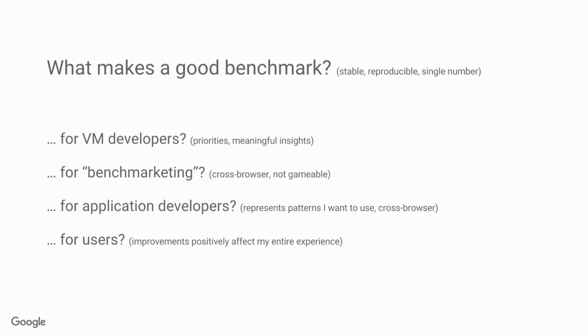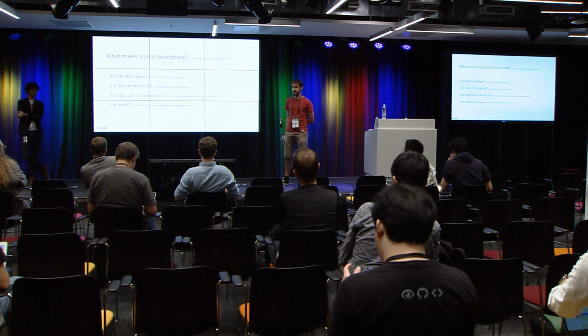Then there's the benchmarking facet to this. So you want to be able to compare the performance of different browsers, and using a single number, that's really easy, right? If you see a single number, you can tell the number is higher, so this browser is obviously better at doing this kind of workload. It has to be cross-browser, obviously, and it should not be easily gameable because the number should stay meaningful somehow. For application developers, these benchmarks should actually contain patterns that you want to use, and it should also be cross-browser because you want all the different browsers to optimize for the kind of applications that you're writing. In the end, what users actually only care about is that any improvement on the benchmark directly reflects in their own experience, right?